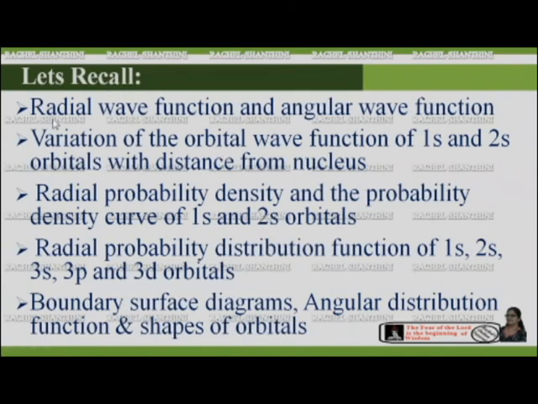Students, let's recall all the topics that we have discussed in this session. We have discussed radial wave function and angular wave function, and we have discussed variation of the orbital wave function of 1s and 2s orbitals with distance from nucleus, and radial probability density and the probability density curve of 1s and 2s orbitals. We have discussed radial probability distribution function of 1s, 2s, 3s, 3p and 3d orbitals, and finally we have discussed boundary surface diagram, angular distribution function and shapes of s, p, d and f orbitals.